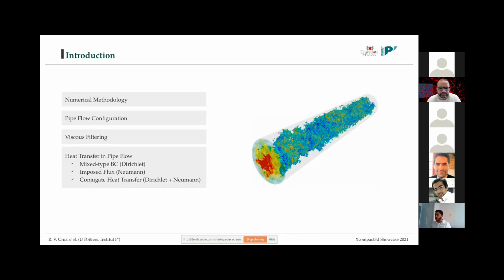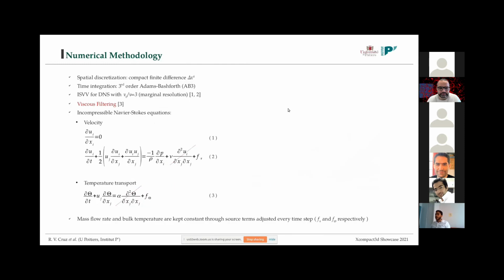So starting with the numerical methodology, I will be brief here, as I think most of you are familiar with the functionalities of XCompact 3D. We use 6th order schemes for the spatial discretization. For the time integration, we use the 3rd order Adams-Bashforth.